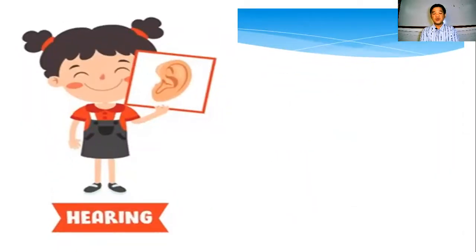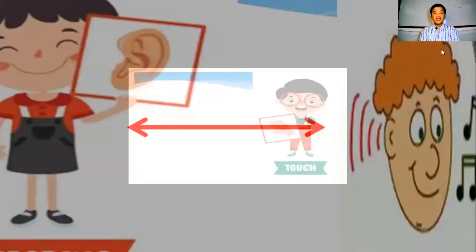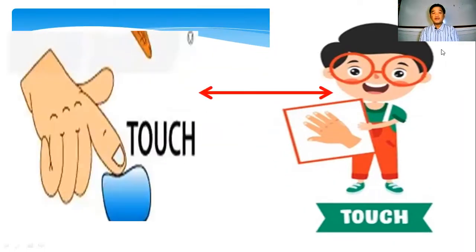And then, of course, we also have hearing. We use our ears for hearing. So that is also one of the senses in our body. And the last one is our hand, used to touch. So that is another sense in our body.